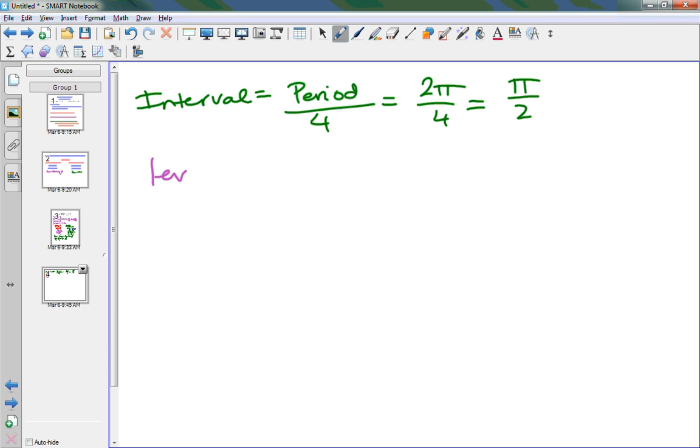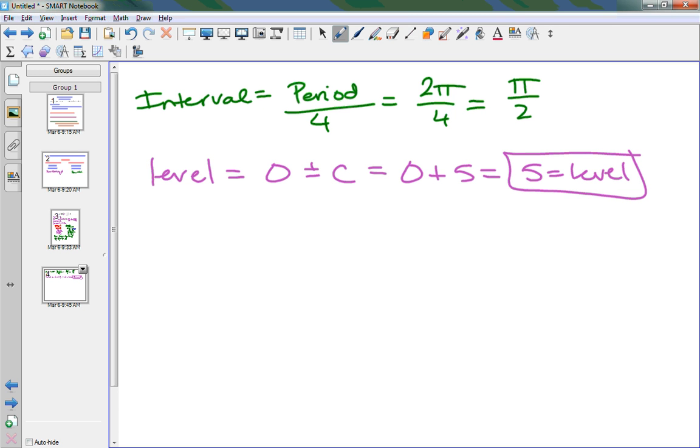Now I need to find my level. Do you remember from yesterday how we found our level? It's 0 plus or minus C. Because 0 is where the sine graph is always starting at. Its level is always at 0. So what was my C value here? 5. So my new level is going to be at 5. Do we understand that? Now my max. Does anybody remember the formula for the max? The level plus the amplitude.